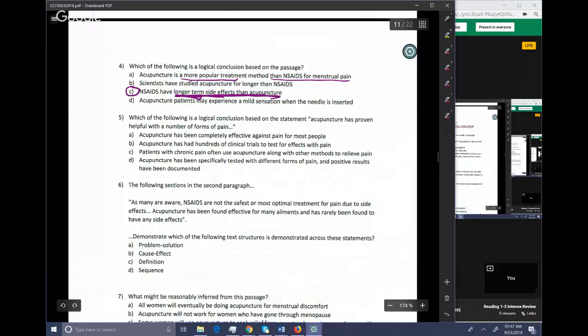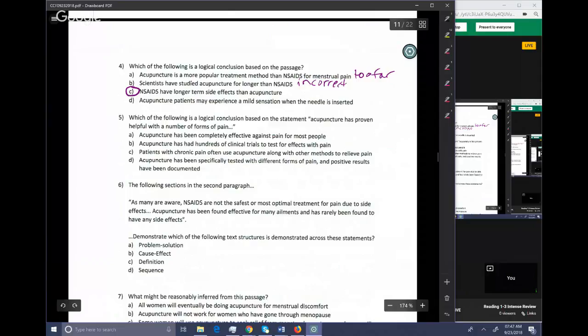Scientists have studied acupuncture for longer than NSAIDs. Again, they really hinted at the fact NSAIDs have been around and in use forever, and acupuncture is quite new in the way they're addressing it. So that is also kind of incorrect. This is what you would call incorrect. A is what you would call too far.